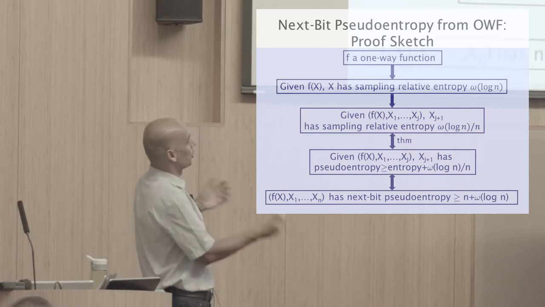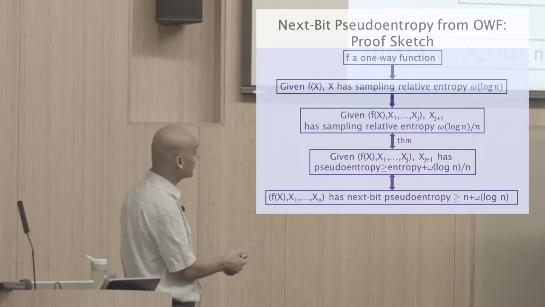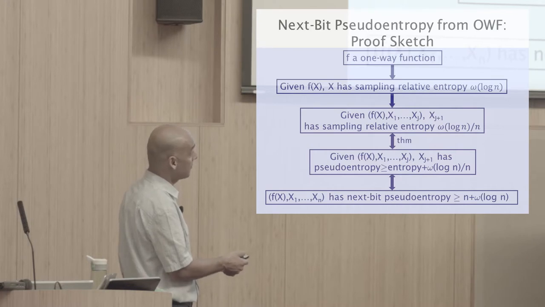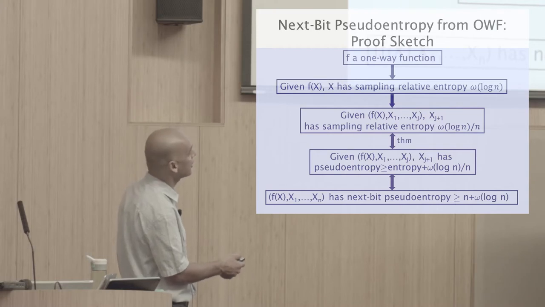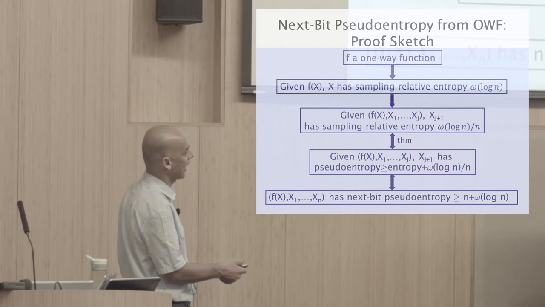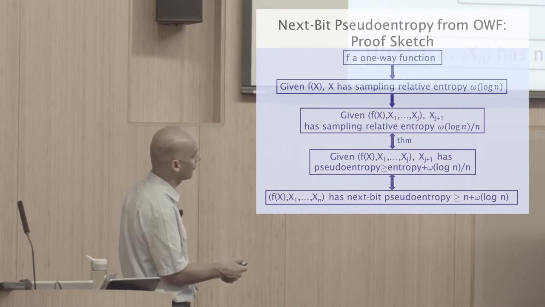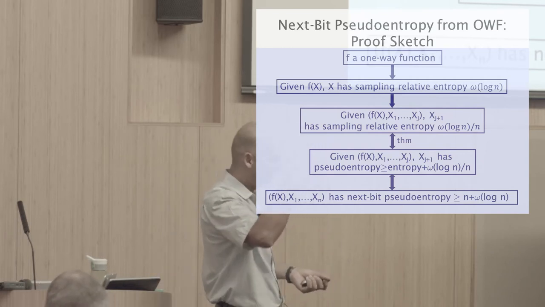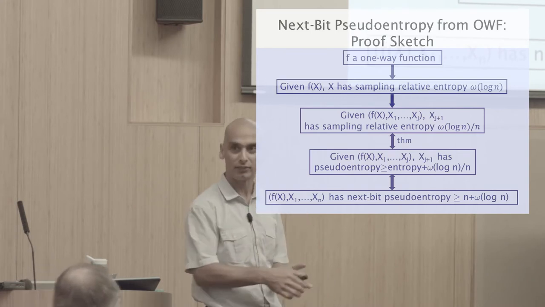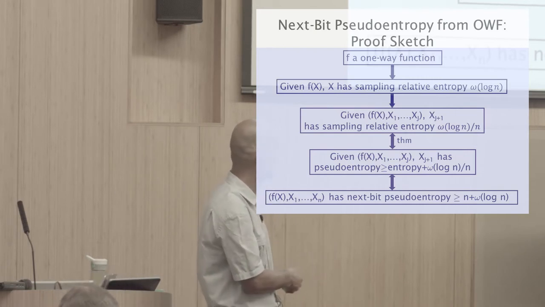And now we do another chain rule to go back to looking at the whole thing. Well, not a chain rule, this is now just a definition, actually. The definition of next bit pseudo-entropy is basically saying the sum of the pseudo-entropy gaps in the bits. So this is telling us that the sum of the pseudo-entropy gaps is super logarithmic in n. But if I sum the actual entropies over the next bits, they're going to sum up to n: the actual conditional entropy of x1 given f of x, x2 given f of x and x1, and so on. And so I get exactly what I planned before. This is more or less a reformulation of next bit pseudo-entropy.